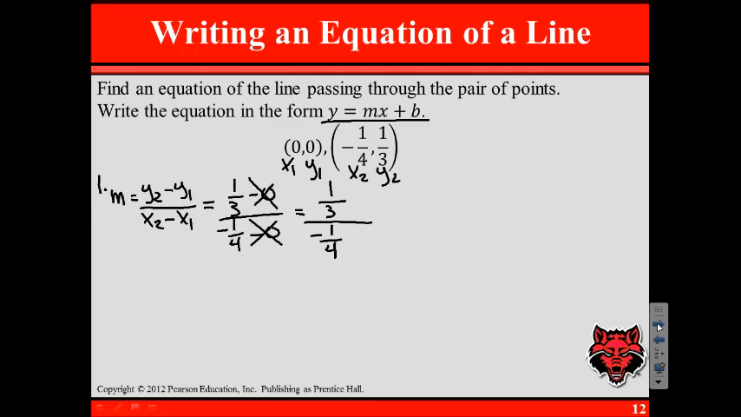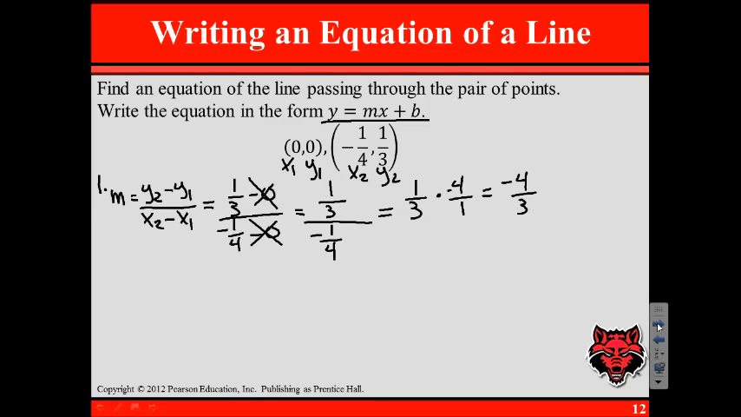Remember, if we are dividing a fraction by a fraction, that is the same thing as multiplying the fraction by the second fraction's reciprocal. So don't let that intimidate you when you see a fraction on top of a fraction. Flip the second fraction and multiply, which gives you negative 4/3.